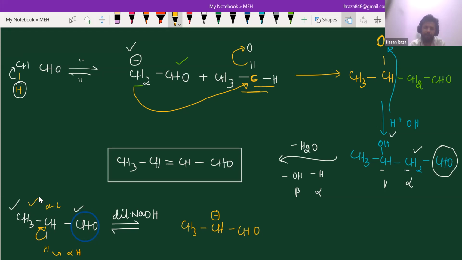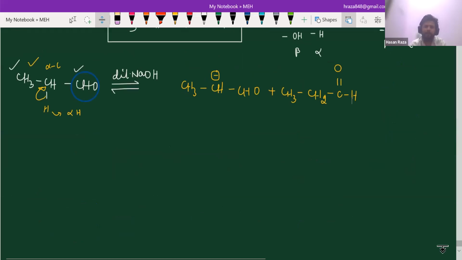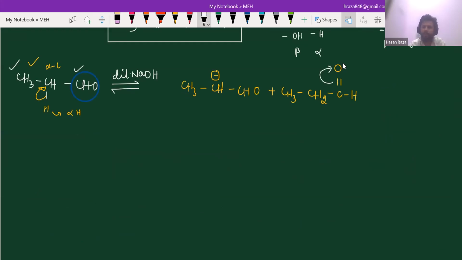Now again we are going to take another mole of this as CH3, and then CH2, and then CHO, that is C double bond O H. Now see what will happen. Oxygen will take electron from carbon in the second step. So there will be negative charge on oxygen, and there will be deficiency of electron on this carbon. So it will attack on this carbon.